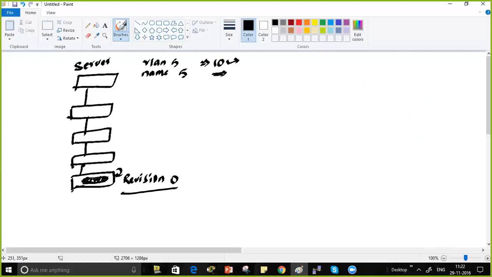This mode is server, even though the server is this one only. The one with the highest revision number is the server. And if you want to change VLAN information, or if you want to add VLANs in a client, it is not possible to configure VLANs in clients. Okay? Yes.